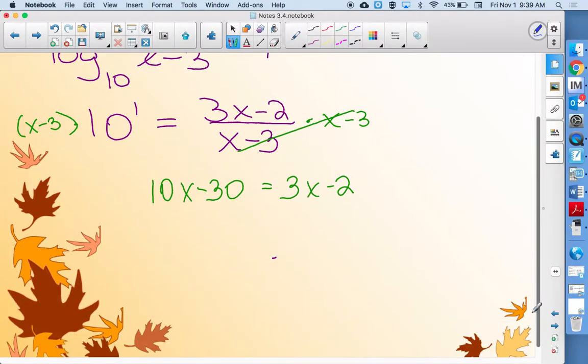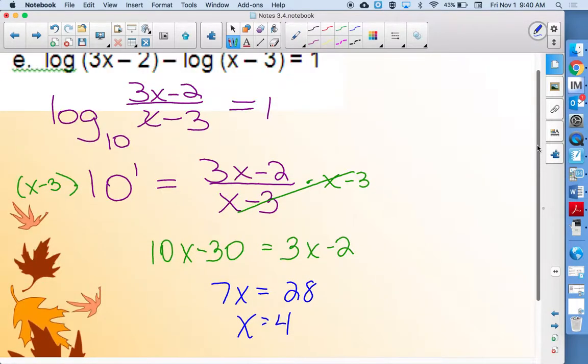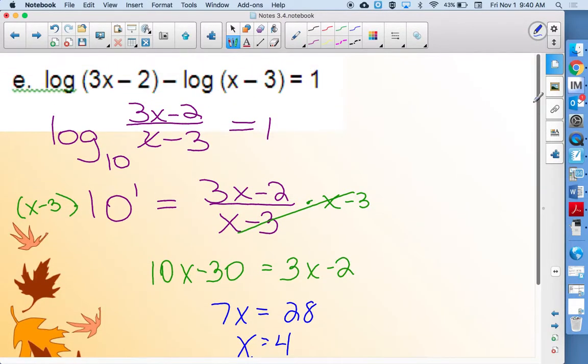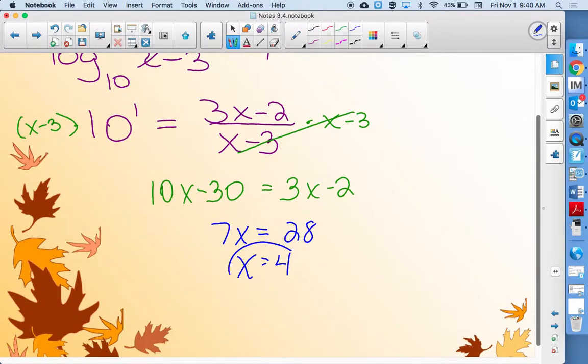So Colin, if we get the x's on one side, numbers on the other, what do we end up with? 7x equals 28, and then x equals 4. So check that 4 back into the original problem. Oh, yeah, it's good. Plug it in, 4 minus 3 is good. 3 times 4 is 12, minus 2 is 10. Oh, yeah, that's good. Give that a little circle. Questions?